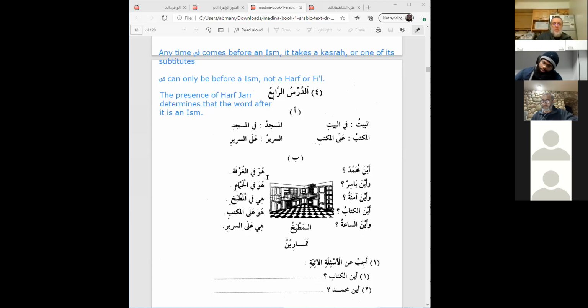Where's the mubtada in this sentence? Huwa. Huwa is a third person singular masculine pronoun. Huwa fil ghurfah. So if huwa is the mubtada, where's the khabar? Fil ghurfati is the news. That's the khabar. Huwa mubtada, fil ghurfati khabar.